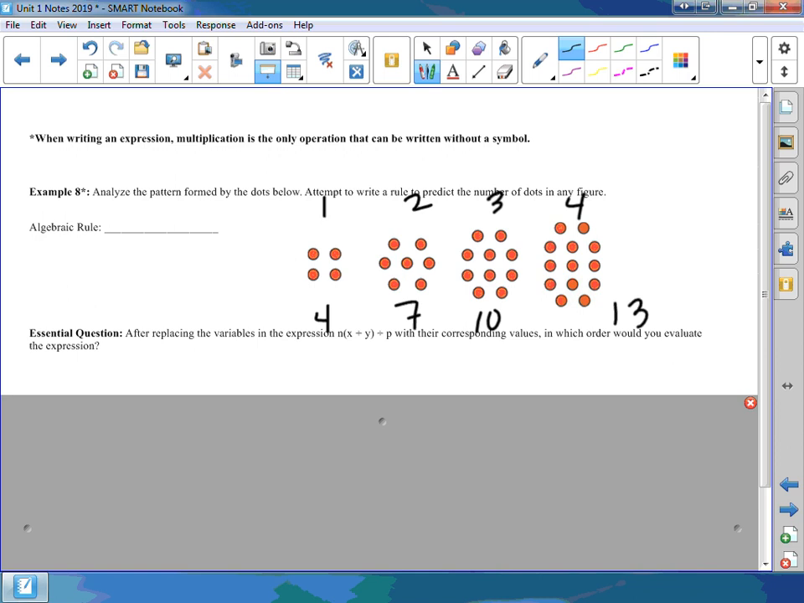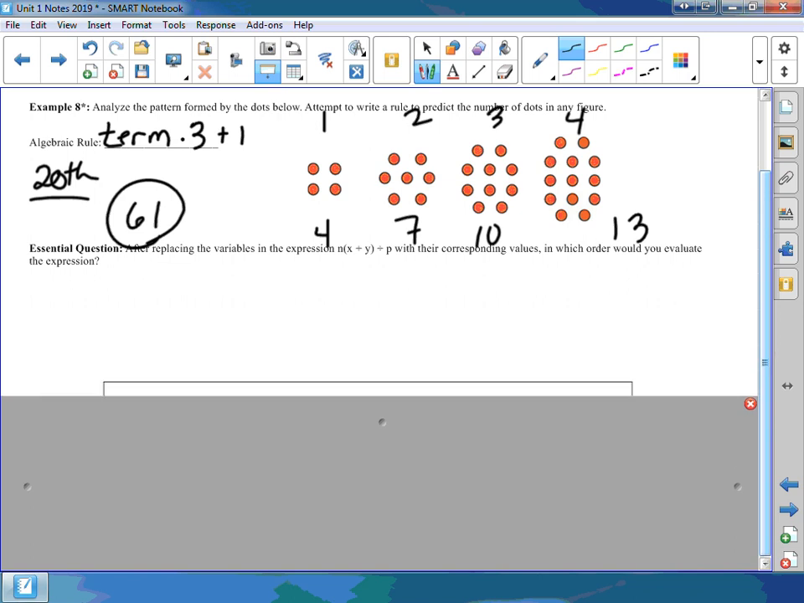But the rule would be that if you take the term number and multiply it by 3, so term times 3, then add 1 to that product, you're always going to be able to calculate the number of dots that are in that sequence. So if I asked you how many dots would be in the 20th figure, that 20 represents the t for term, or x, or whatever you want to use. So you do 20 times 3 is 60. 60 plus 1, you would say there's 61. I went through that quickly because I know we've talked about that already.